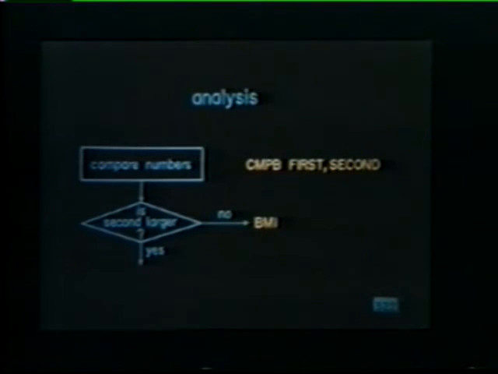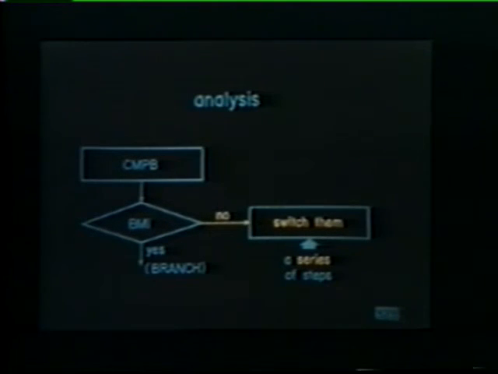Now we can add some instructions to the flow diagram. The compare byte first, second instruction is used to compare the two numbers. We can use a BMI, or branch if minus, instruction to ask if the second number is larger. If the answer to the BMI instruction is no, indicating that the second number is not larger, then it means we must switch the two numbers. This switching is accomplished by an entire series of steps or instructions, which we will get into a little later.